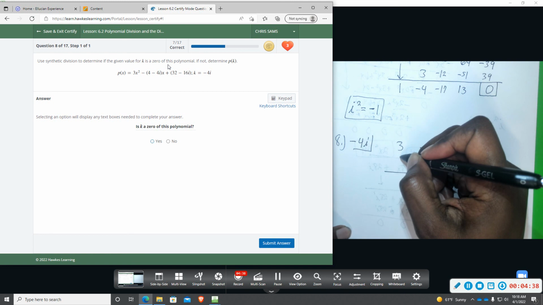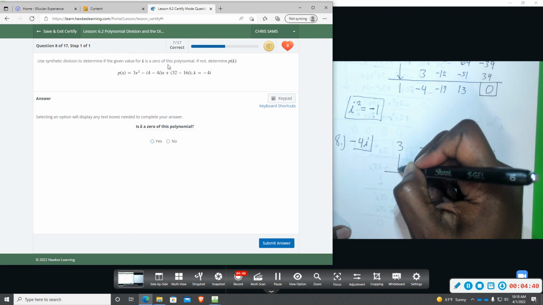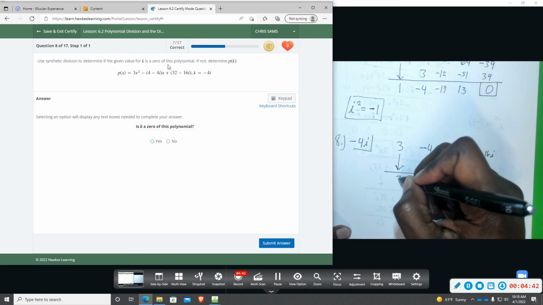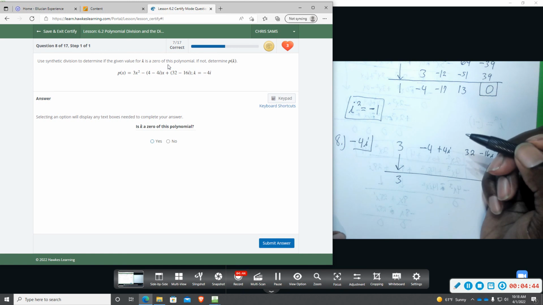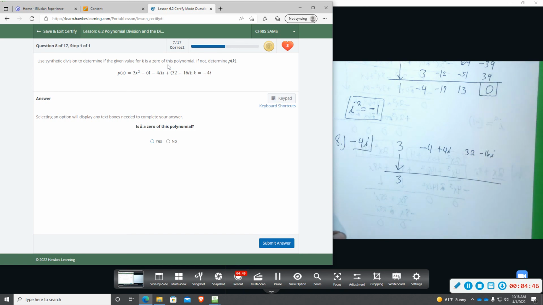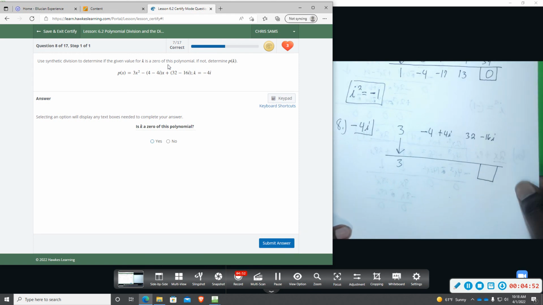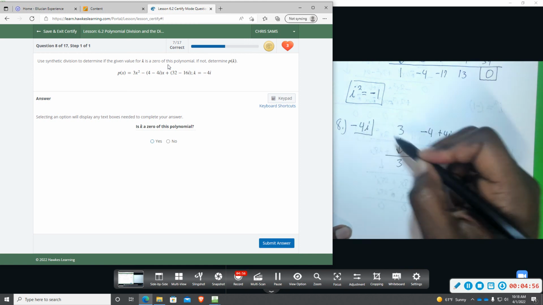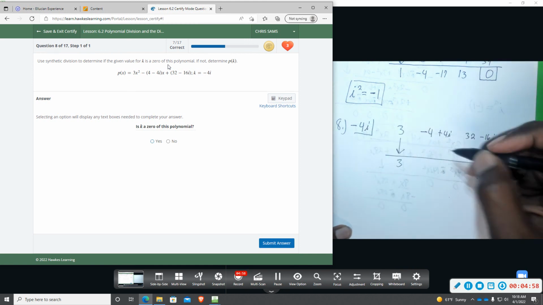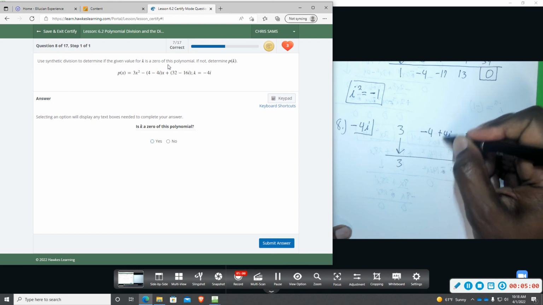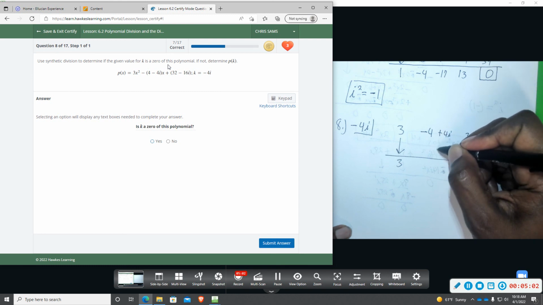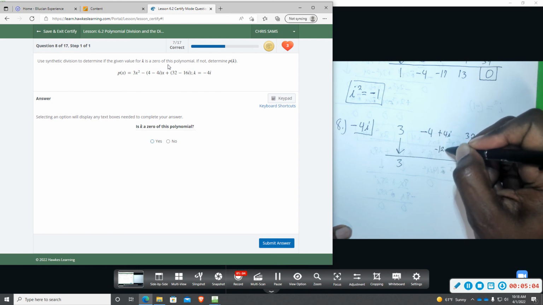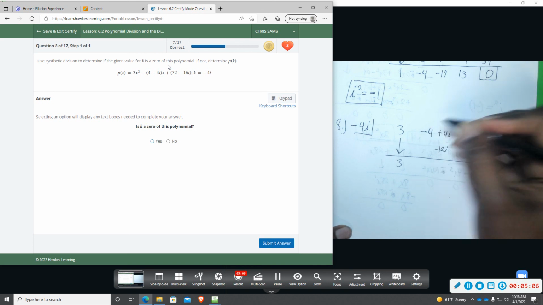So I'm going to bring down my first term, which is a 3. And again, we want to know if it's a 0. So again, whatever I get in this last box should be 0. Negative 4i times 3. That's going to give us a negative 12i. You're going to line that up with the term that it resembles, a negative 12i. You can't combine it with the 4.